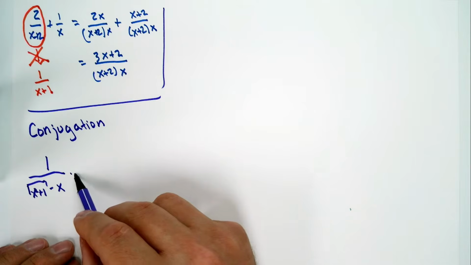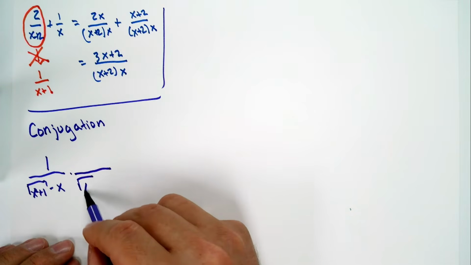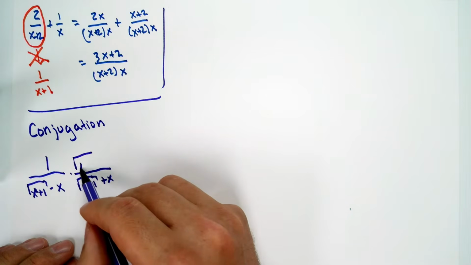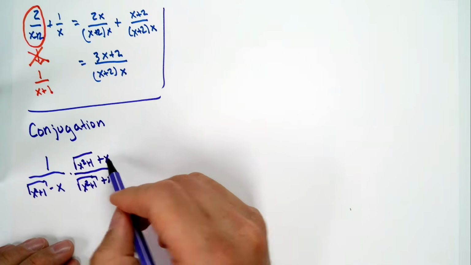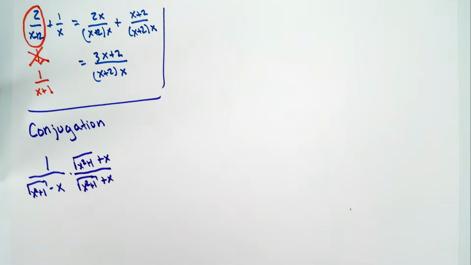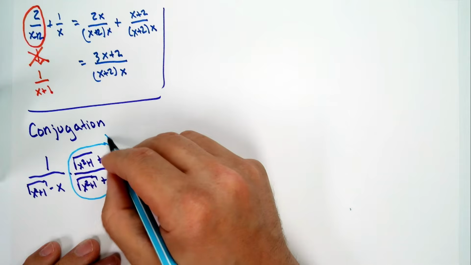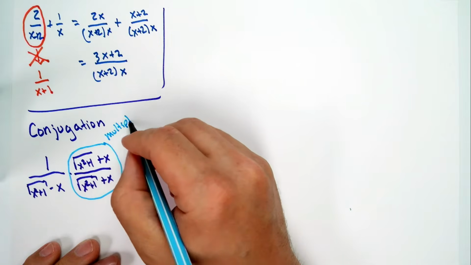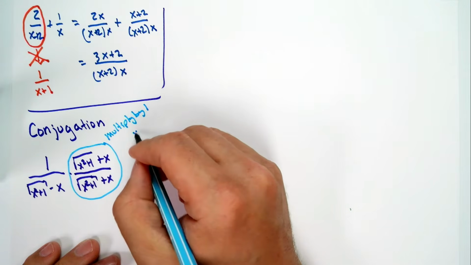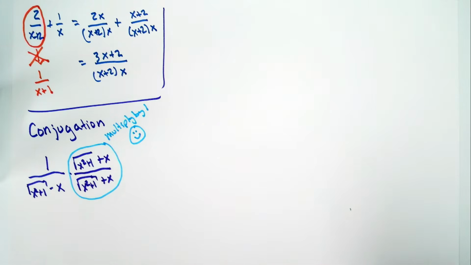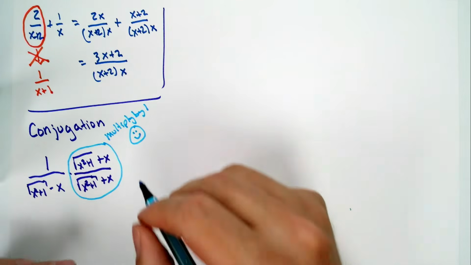The idea of conjugation is multiplying by the conjugate: square root of x squared plus 1 plus x over square root of x squared plus 1 plus x. Now, here's a nice idea, and it's important to pause and say so. Notice this is multiplying by 1. And multiplying by 1 is a good thing. We like to multiply by 1, because if you multiply something by 1, you haven't changed its value.